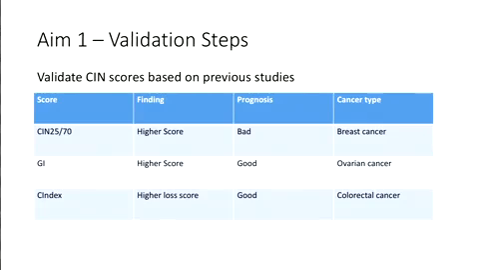So the validation will basically be seeking to validate what the previous studies found. And so this will involve checking the CIN25 score and seeing if a higher score denotes a worse prognosis in breast cancer. And then for the GI score, if a higher score is a better prognosis in ovarian cancer. And for the C-index, if a higher loss score is a better prognosis in colorectal cancer. So this will be validation of the scores using different data sets, but it will be the same tumor types.